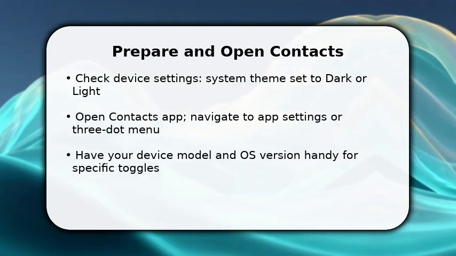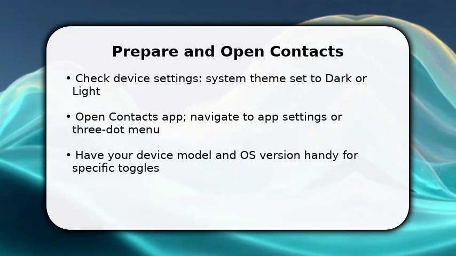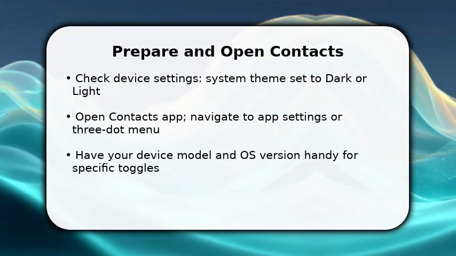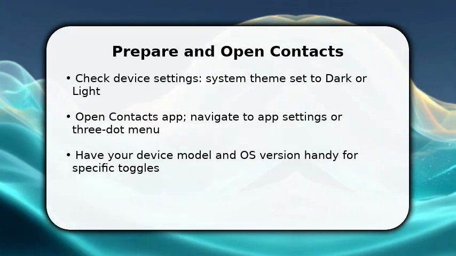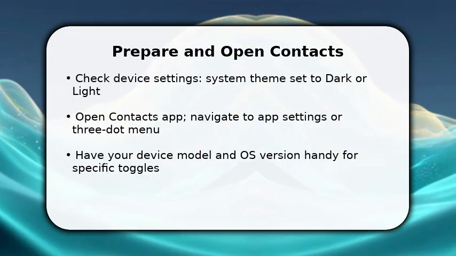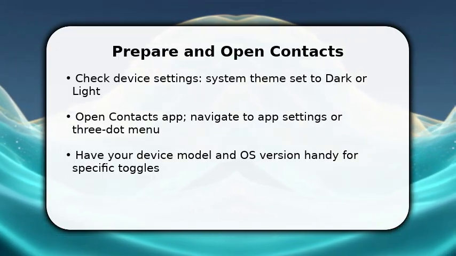If you don't see an appearance option, make sure the system theme is set to light. Some apps inherit that. Once done, note your OS version in case options differ. You're initiating control over the app's look rather than relying on global dark mode behavior.